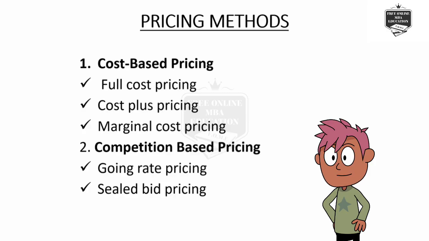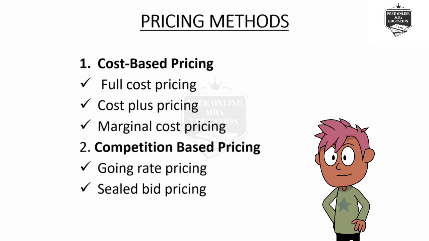The first one is the cost-based pricing method. Under this pricing method, you have three different types of pricing: full cost pricing, cost plus pricing, and marginal cost pricing. Full cost pricing means that in some cases the firm will not be able to recover whatever has been invested in the cost of production. So in that case, the company sees that the price is always equal to the average cost. In full cost pricing, what is the price? The price is equal to average cost.